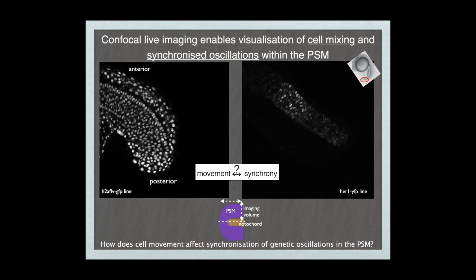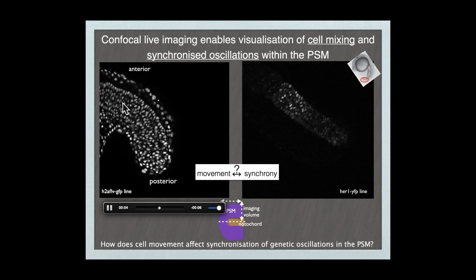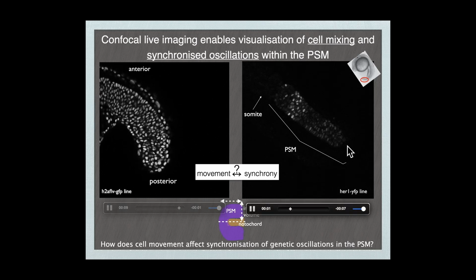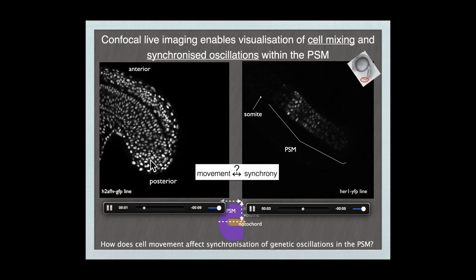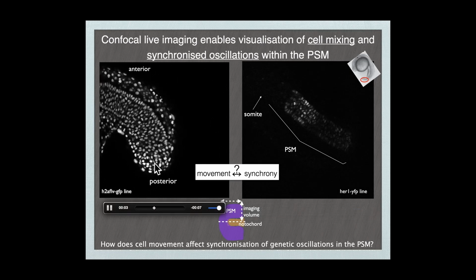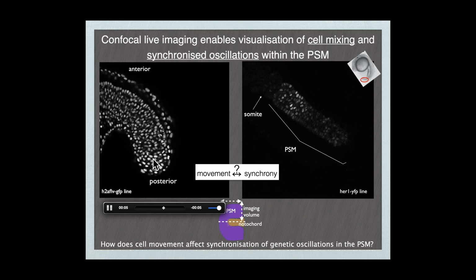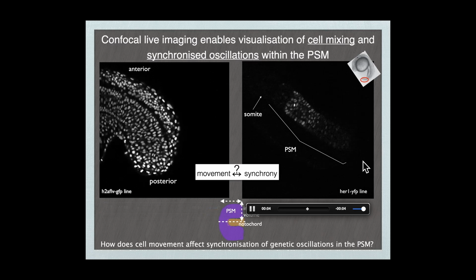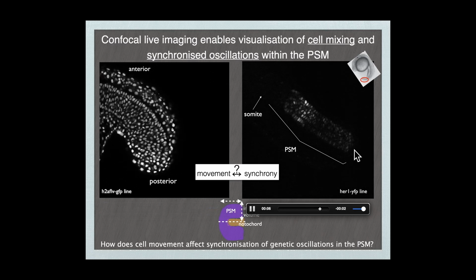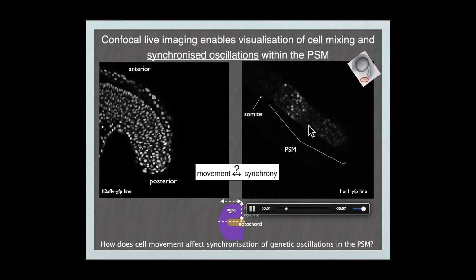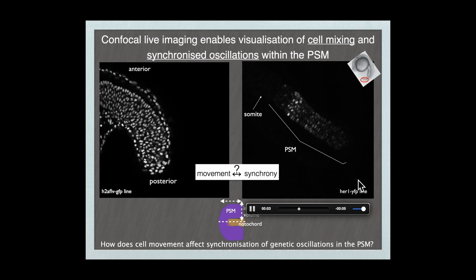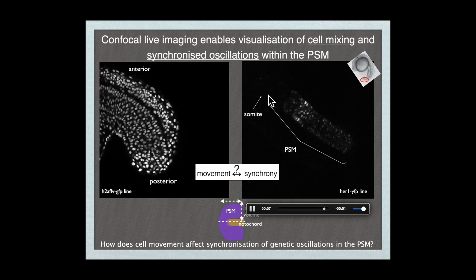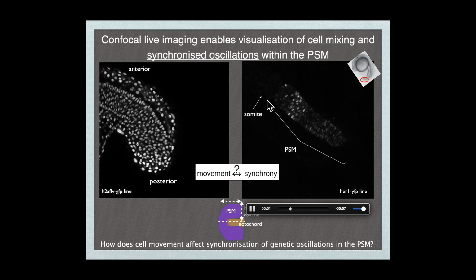To answer this question, we performed confocal live imaging of cell mixing and synchronized oscillations within the PSM. The cell movements are random here and exhibit three-dimensional movements as seen on the left. At the same time, a rapid and dynamic molecular wave involving transcriptional oscillations of cyclic genes synchronously traverses the tissue from posterior to anterior, resulting in the sequential and periodic formation of the somites.